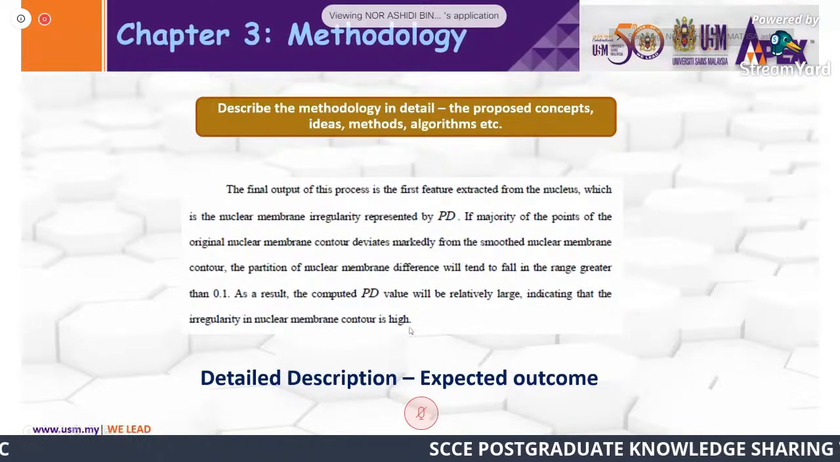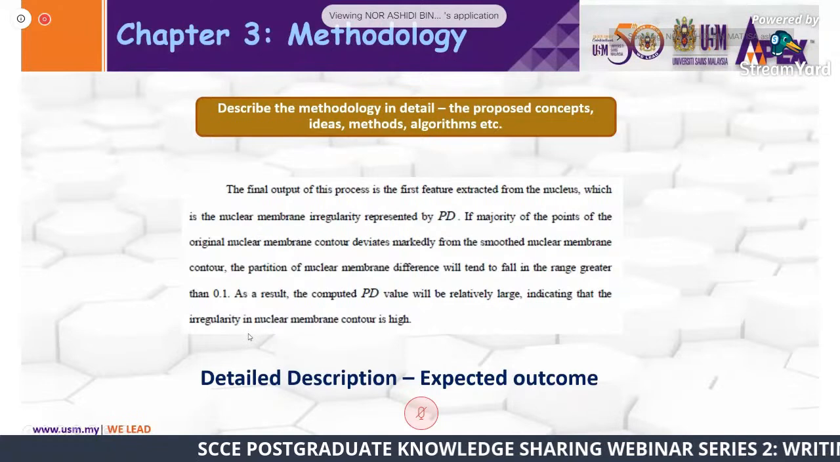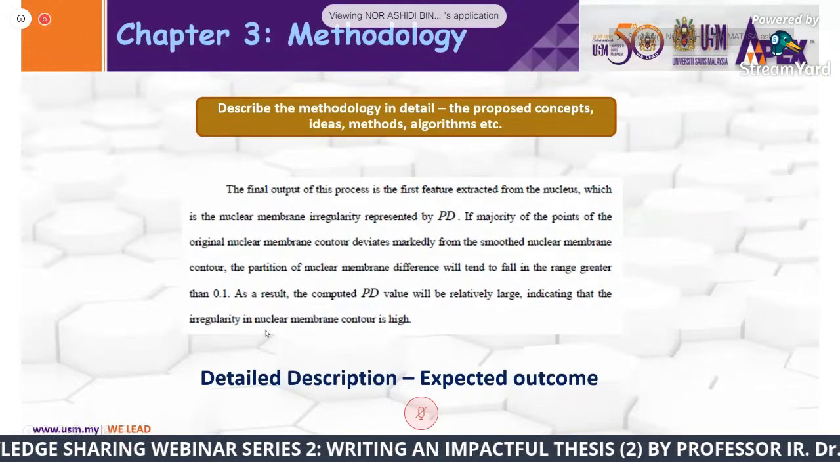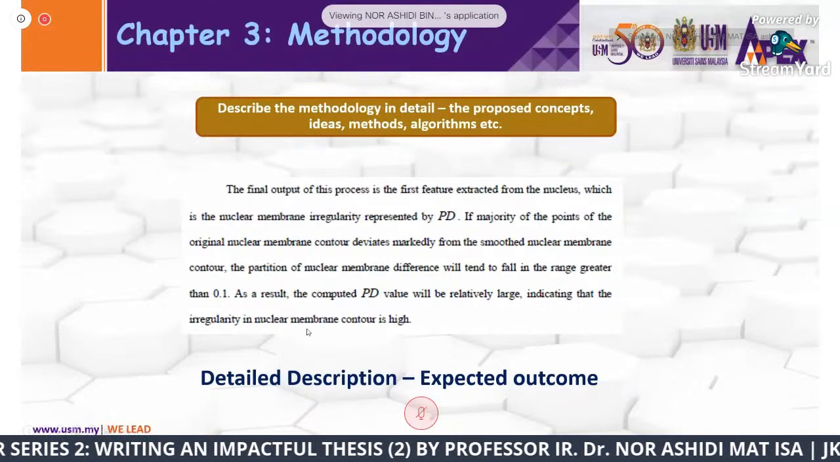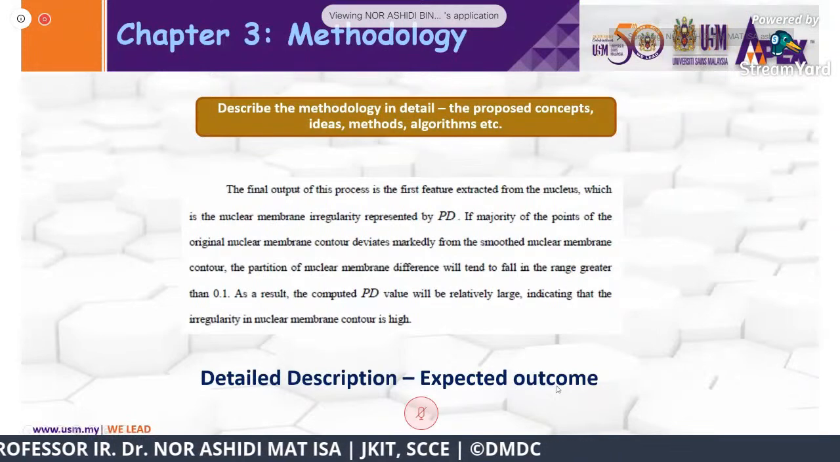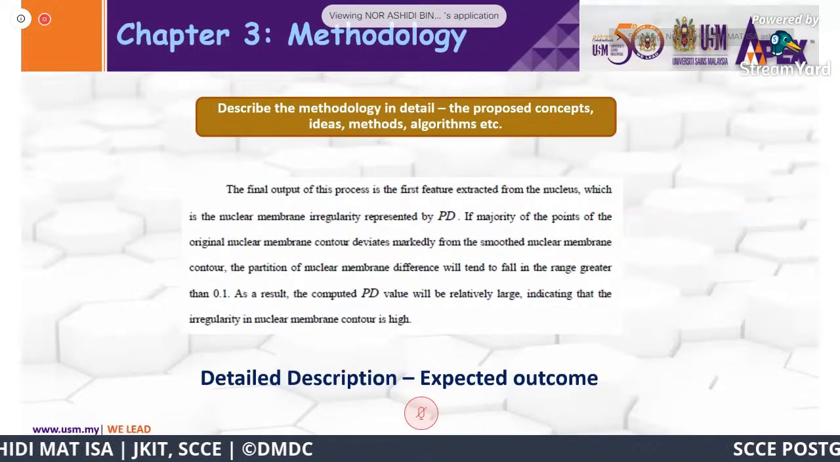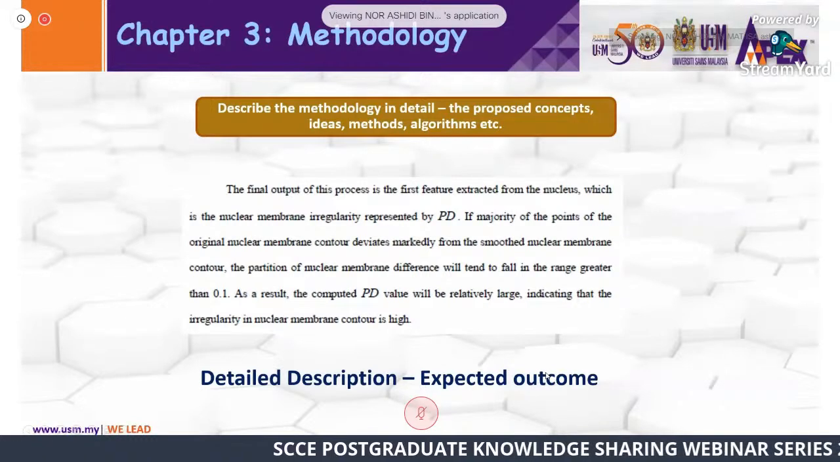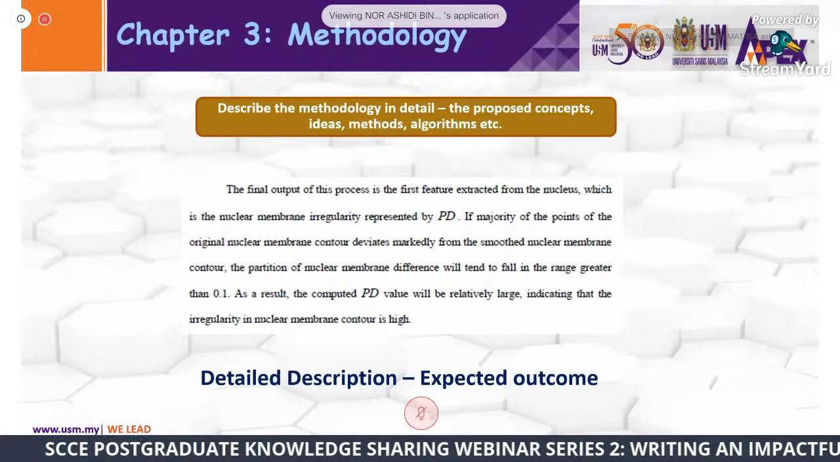So this is actually the expected. If you have a high PD value, then it means that your nuclear membrane is not regular. So this is the expected outcome. It's not yet proved by your results and discussion. It's still based on the theory, or supported by your theory.